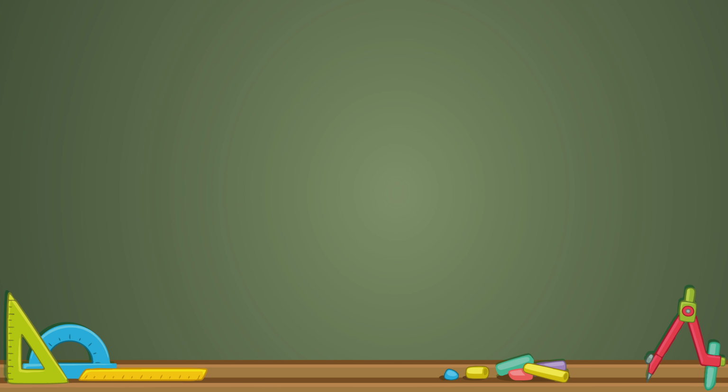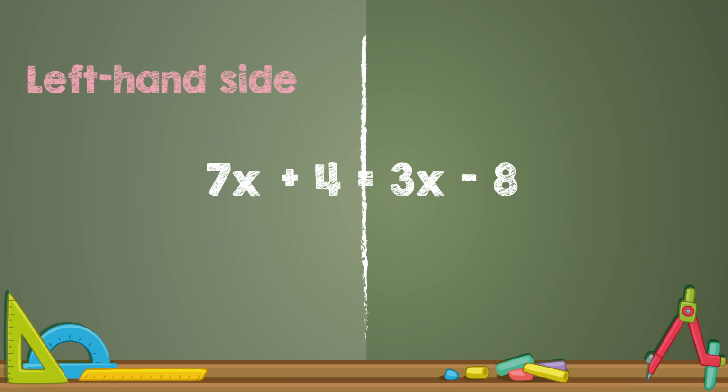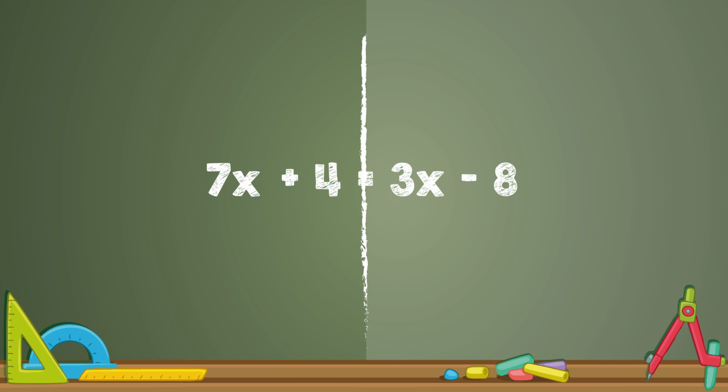I use as an example the equation 7x plus 4 equals 3x minus 8. But how do we start with that? Well, let's start by splitting our equation into two. Everything on the left side of the equality sign is called the left-hand side. Everything on the right is called the right-hand side.